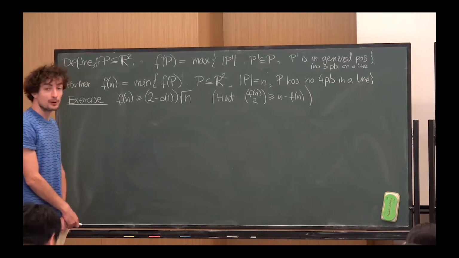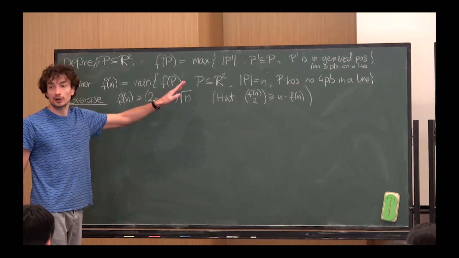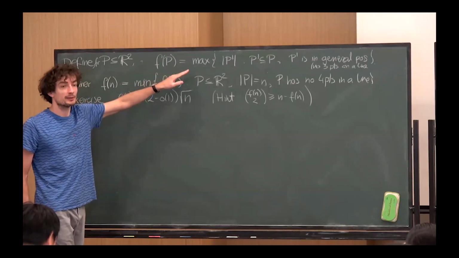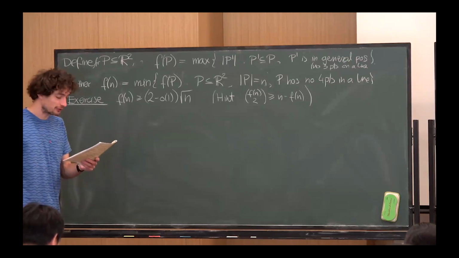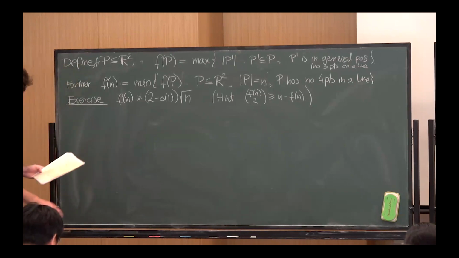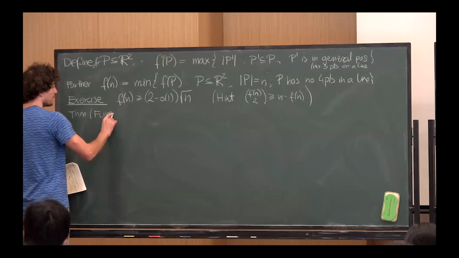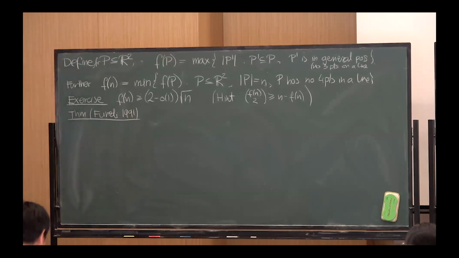Now, what about an upper bound? Since this is a minimum, it's just enough to construct an example of a set which doesn't have any large subset which is in general position. And it's not an easy problem. The first progress was, I think, on a question going back to Erdős, and was due to Zoltán Füredi, who gave a very, very elegant argument, which you can say inspired all the work on the problem that followed.